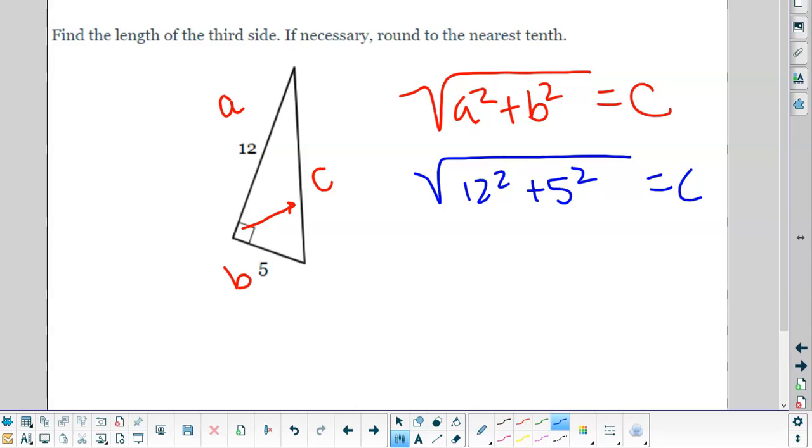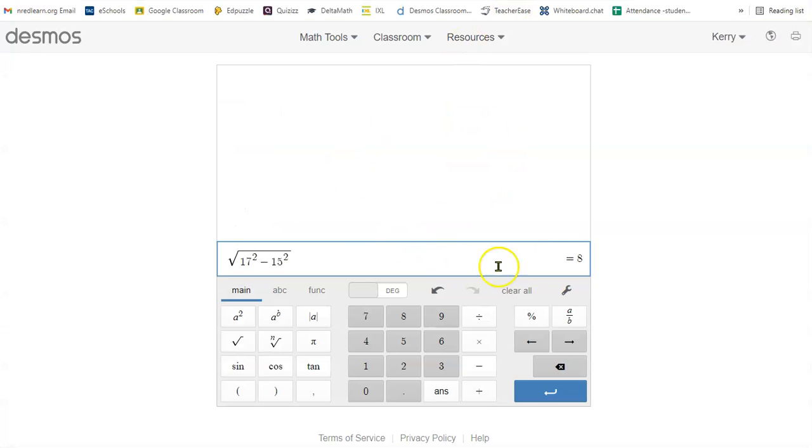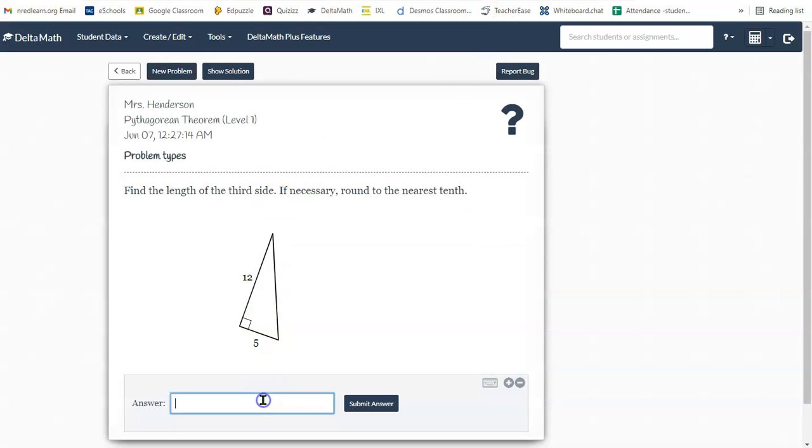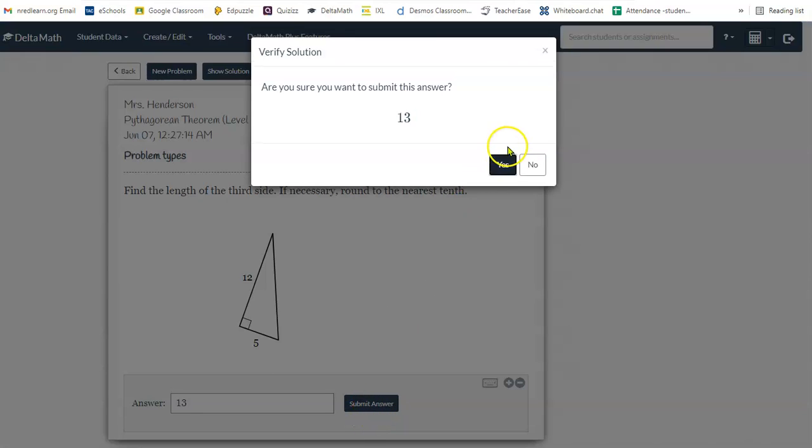12 squared plus 5 squared goes into your calculator all in one step. Square root of 12 squared plus 5 squared equals 13. So I type that here into my response and click submit.